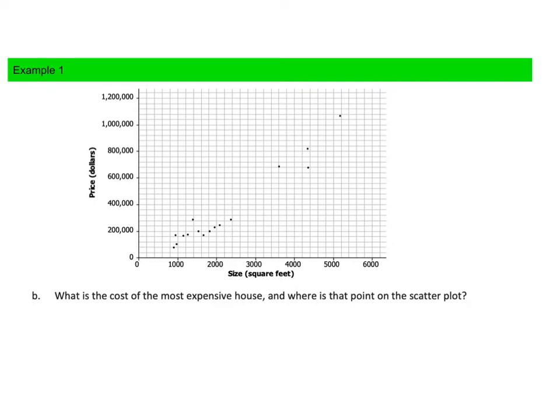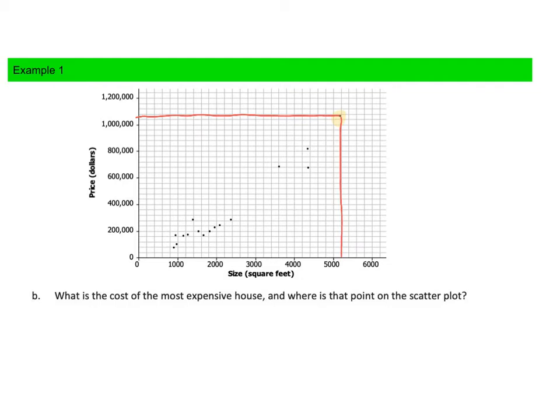This question asks us, what is the most expensive house and where is that on the scatter plot? That most expensive house was a little over $1 million, and it is right there on the scatter plot, which lines up at a little over 5,000 square feet, a little over $1 million.